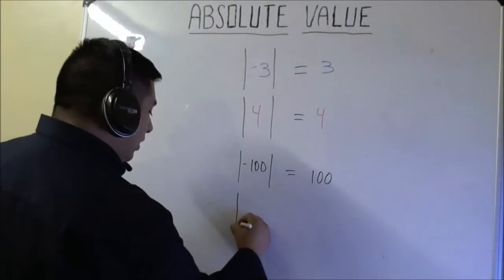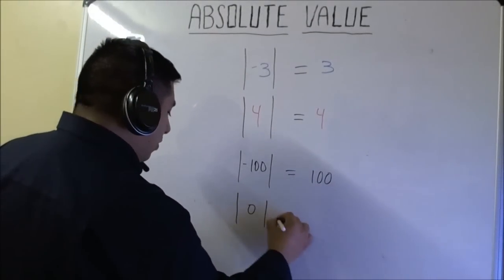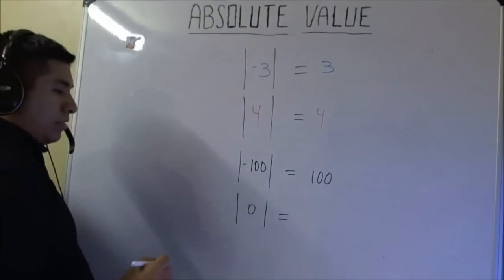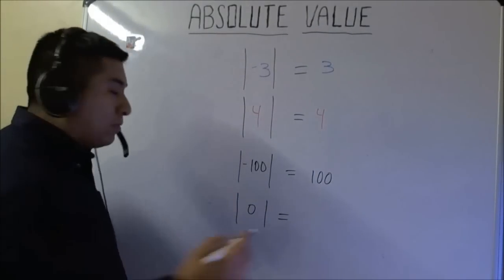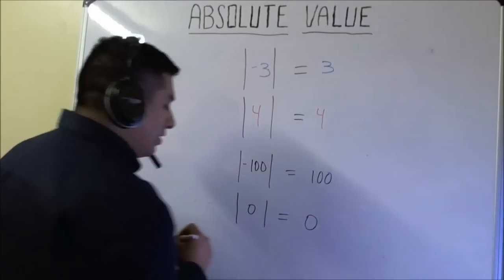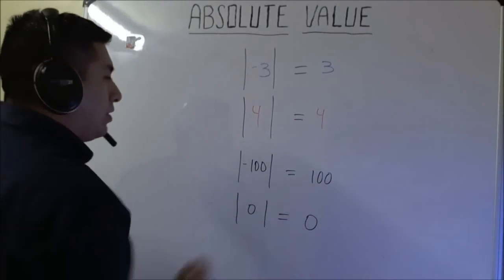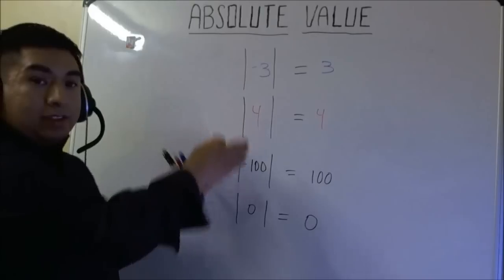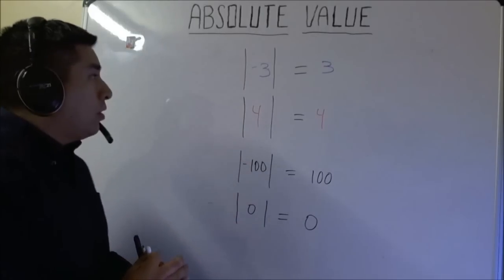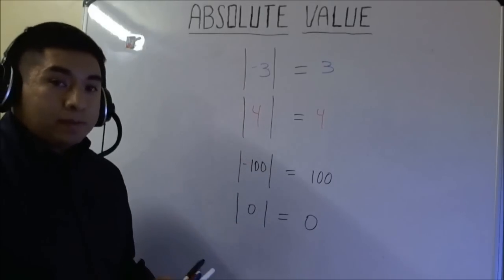And what's the absolute value of 0? Well, what's the distance between 0 and 0? 0 units. Therefore, the answer is 0. Now, if this is understood, I will show you how to do operations with absolute value.